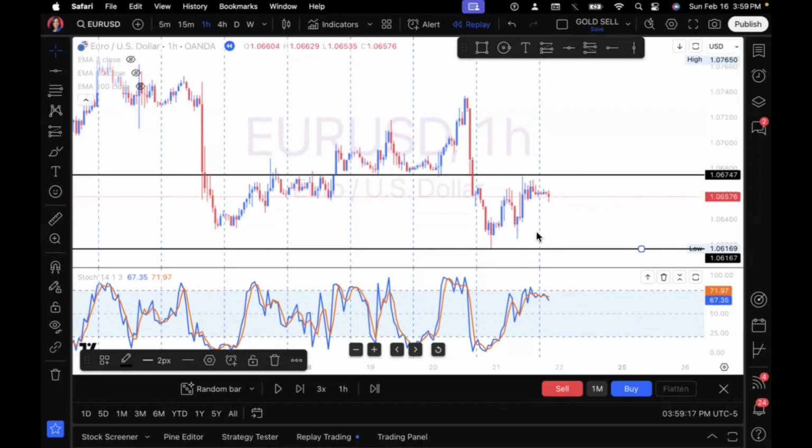If the market comes back down to the previous day's low and it turns back around, we would want to enter this trade for buys. Now, sometimes in a new day, the market can create a new high. So if we get a break of structure above this level, that will be another opportunity to buy. And if we get a break of structure below the previous day's low, that would be another opportunity to sell.